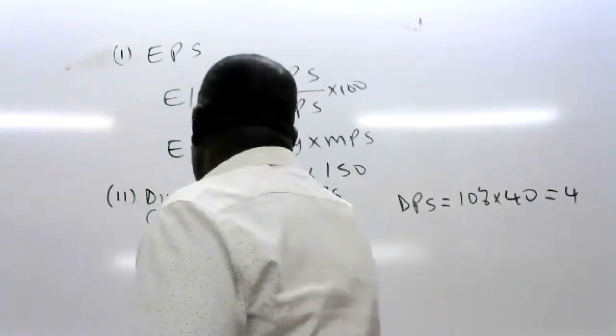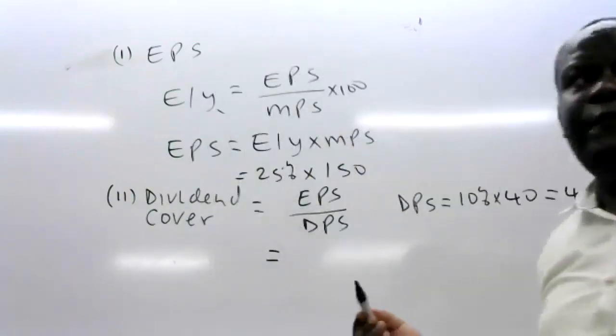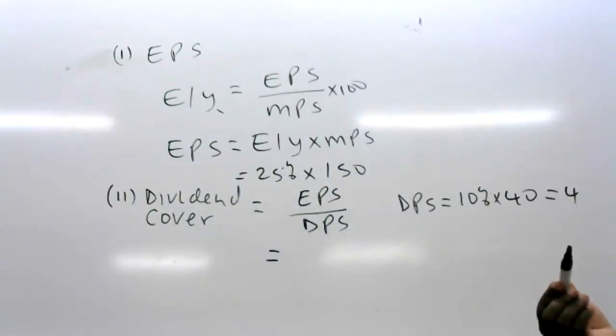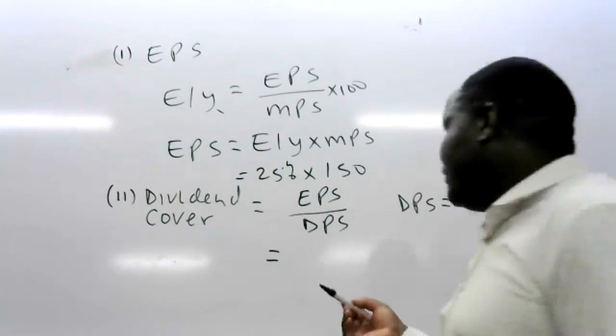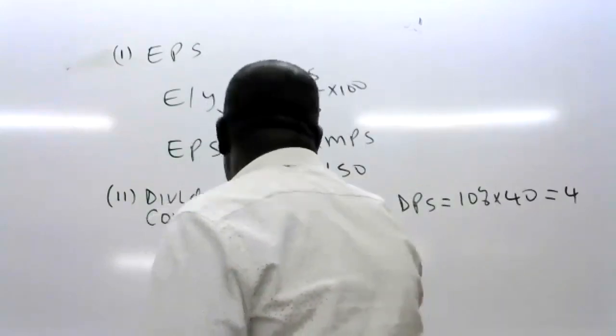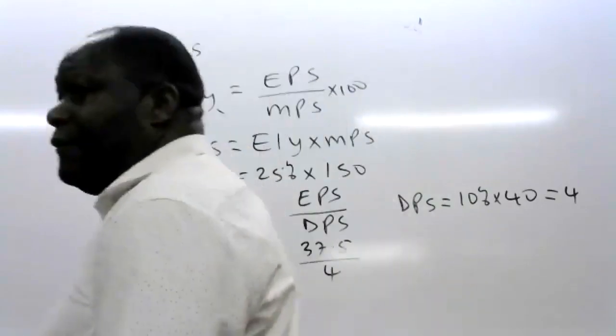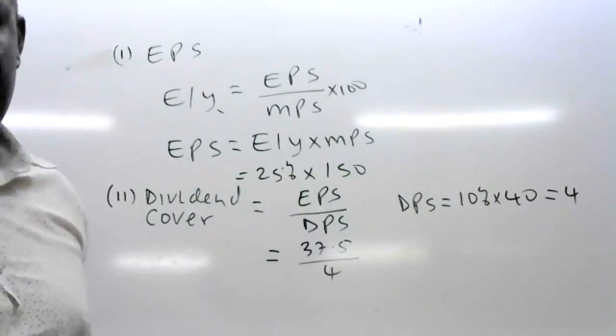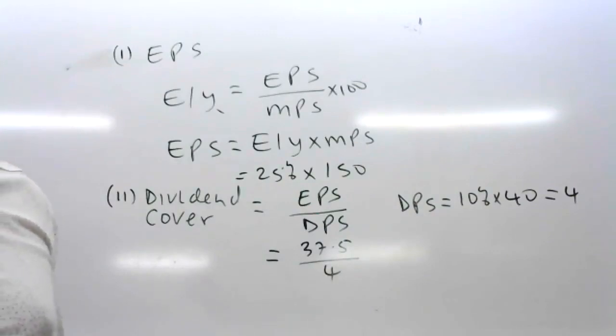So our earnings per share, we have calculated in Roman letter 1. You take 37.5 and divide by the dividend per share, which is meant to be 4.